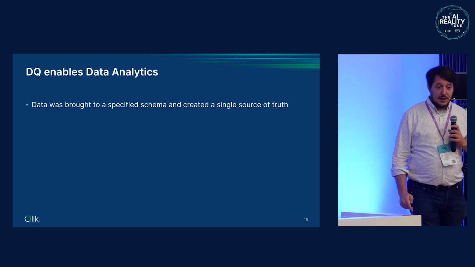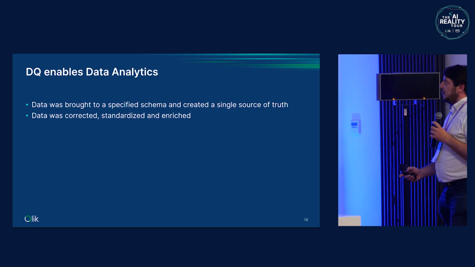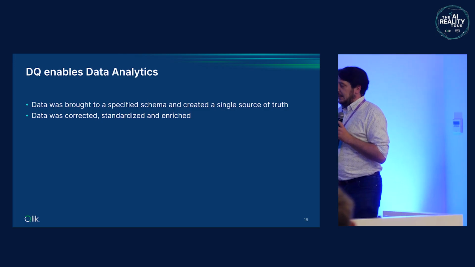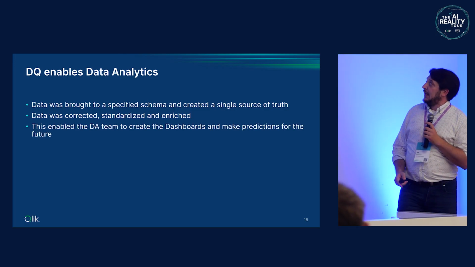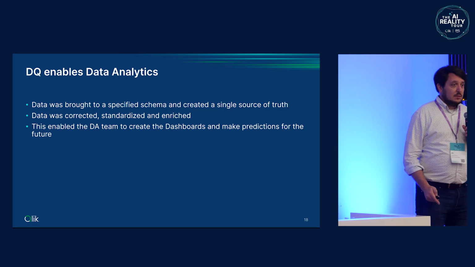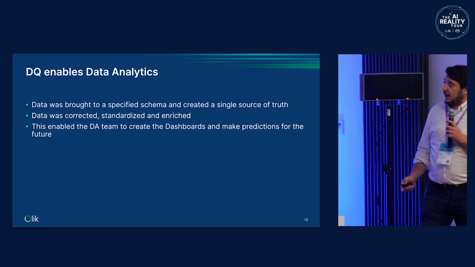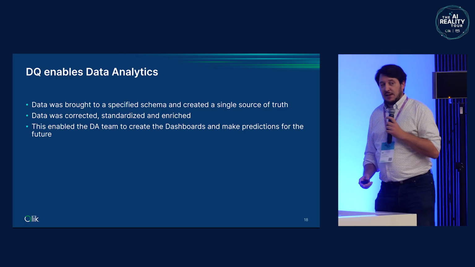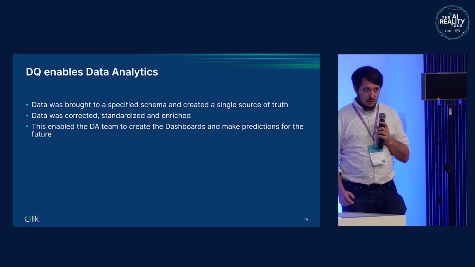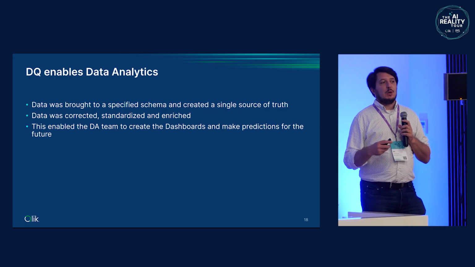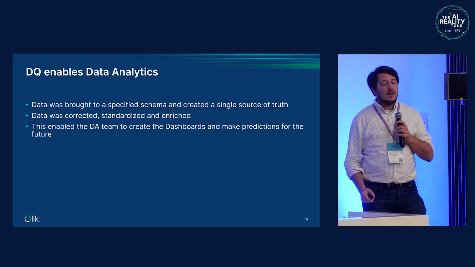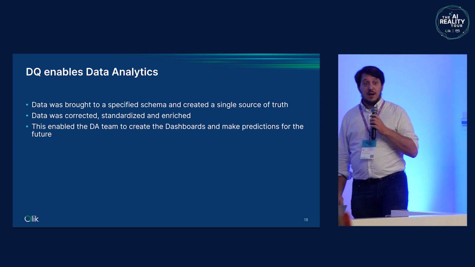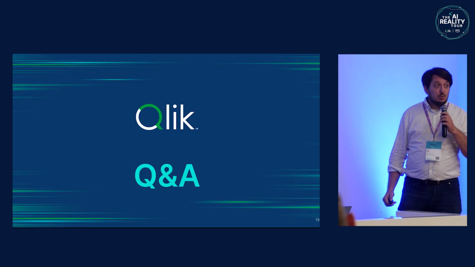So basically, what we did with this customer, we created a single source of truth in a schema they liked. We corrected and standardized it. And at that point, the DA team was able to create the dashboards and also make predictions for the future. Predictions, especially for the logistics, was a huge point. And we said, okay, you need data quality because this is garbage in, garbage out. If you have bad data, your predictions will be bad as well.